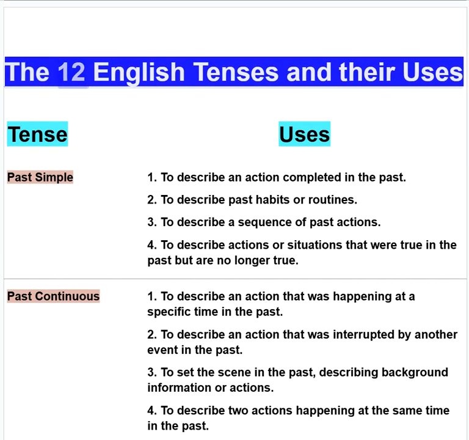The 12 English tenses and their uses. Tense uses. Past simple. 1. To describe an action completed in the past.